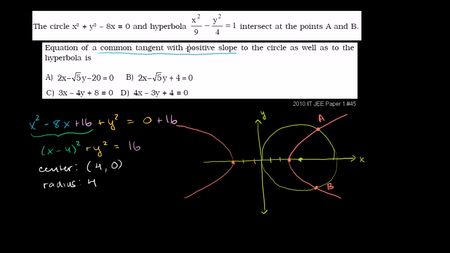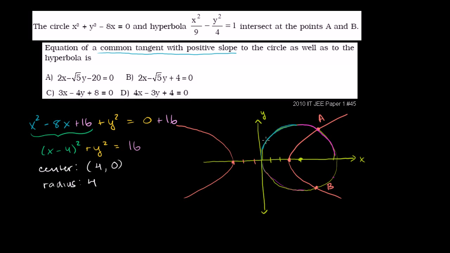Now let's think about what this question is asking us. Equation of a common tangent with positive slope. It has to have a positive slope to the circle as well as to the hyperbola. So it won't be tangent to the circle anywhere where the circle has a negative slope. It can't be tangent over here, can't be tangent over there. And if it was tangent to the circle over here, it wouldn't be able to be tangent to the hyperbola. So it has to be tangent to the circle someplace in this blue region, right over here.